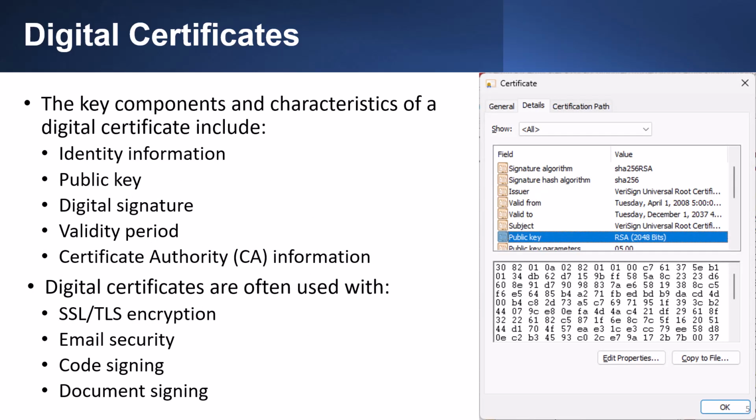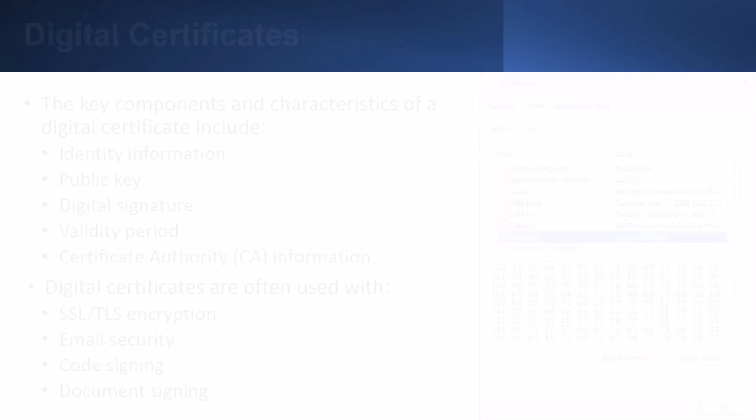The key components and characteristics of a digital certificate include entity information, the public key, digital signature, validity period, and certificate authority or CA information. Digital certificates are often used with SSL or TLS encryption, email security, code signing, and document signing.